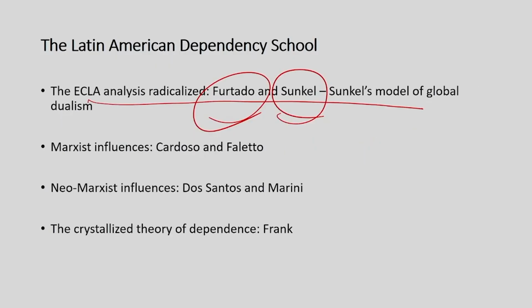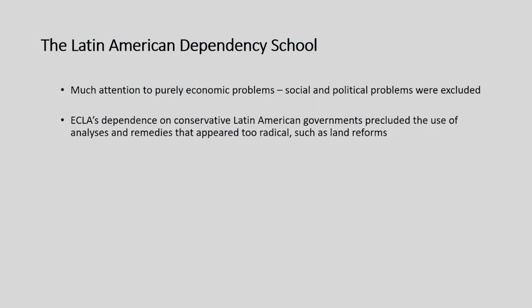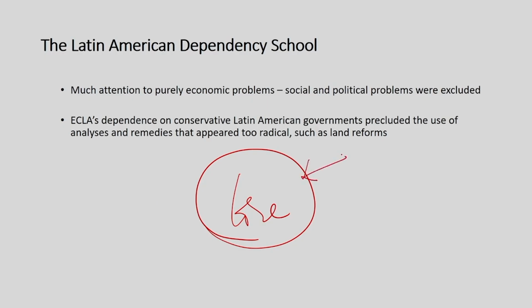Okay, if we have to very quickly recapitulate what we have discussed in the context of the radicalization of the ECLA analysis through the works of Furtado and Sunkel, if I say this is the core, or the more advanced capitalist countries, developed countries, the colonizers, the imperialists, what they do is they get raw materials and cheap labor force from the periphery.